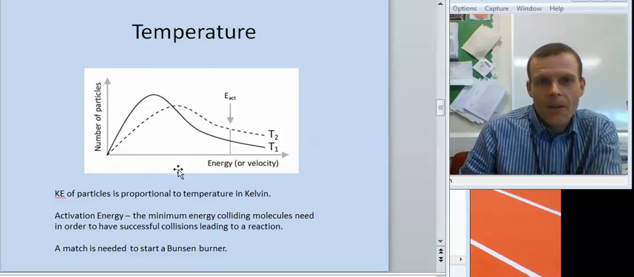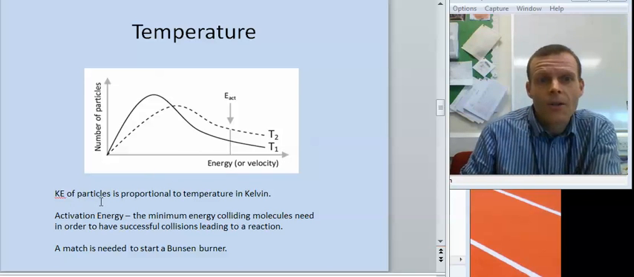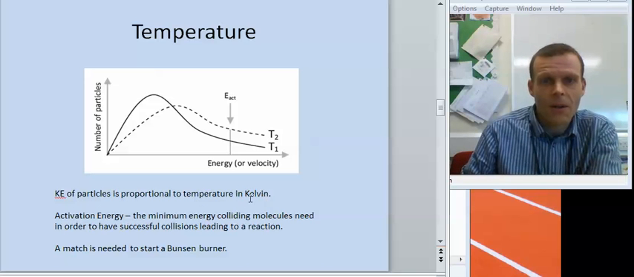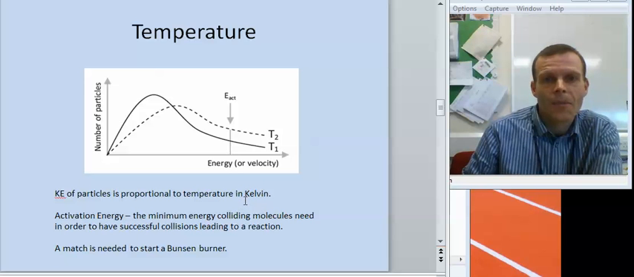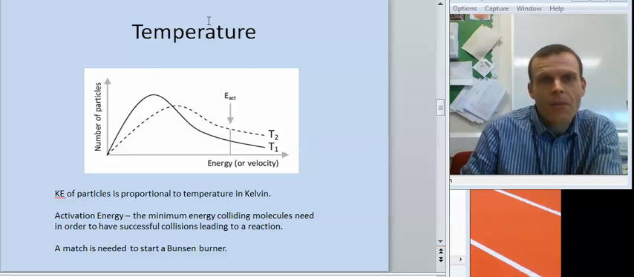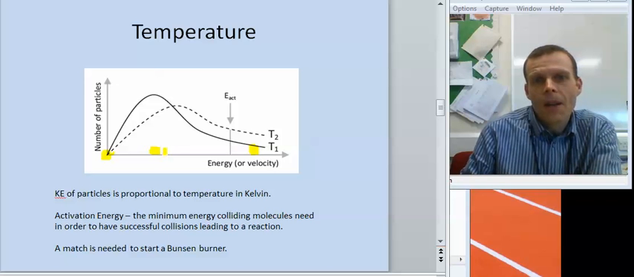Temperature. Now this is nicely explained by a Maxwell-Boltzmann distribution, and we can see here that the kinetic energy of the particles is also proportional to the temperature in Kelvin, so keep that in mind. That temperature in Kelvin is often referred to as the absolute temperature. Right, so in my sample, let's say T1 is room temperature, in my sample there, some particles have very little energy, some particles have very high energy, most are kind of somewhere in here like this.